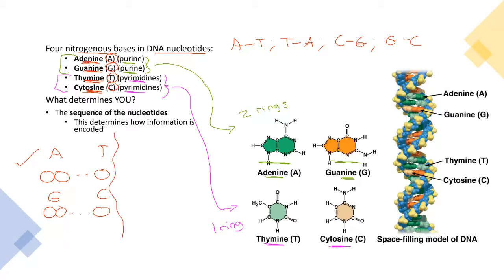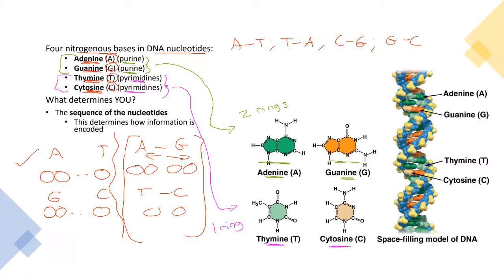Now, what if I have something like this? I have an adenine with a guanine. What would it look like? 2 rings, 2 rings, and then a thymine with a cytosine, 1 ring right here. You see how this doesn't make sense? This part is going to be opening up, and this is going to be too close. There probably won't be any hydrogen bond there. So that's one of the main reasons for this complementarity.